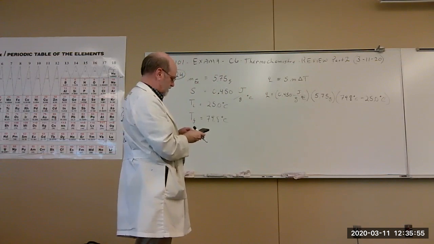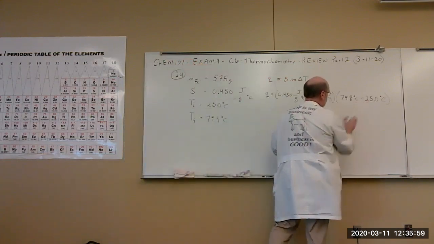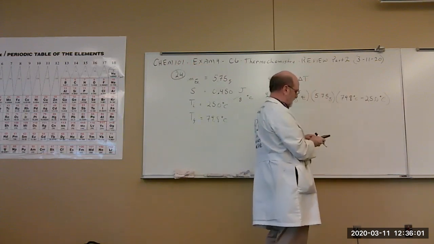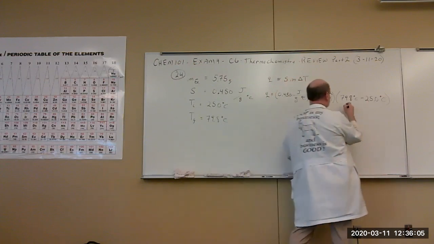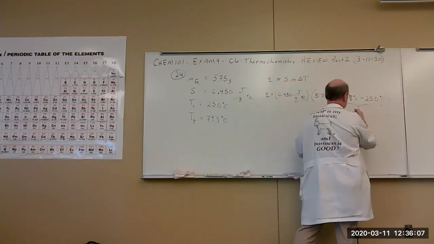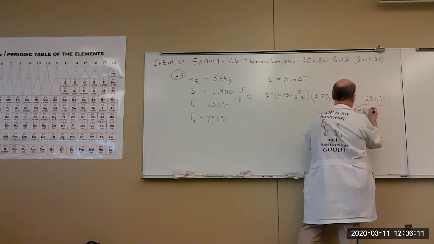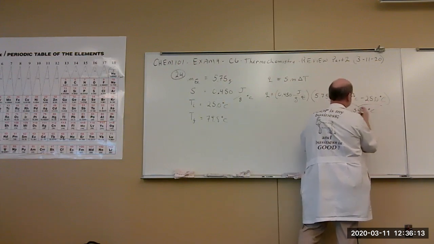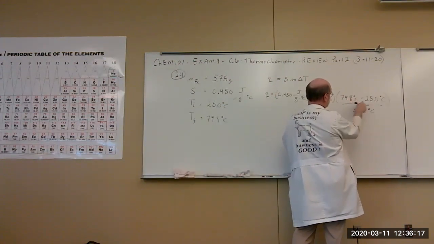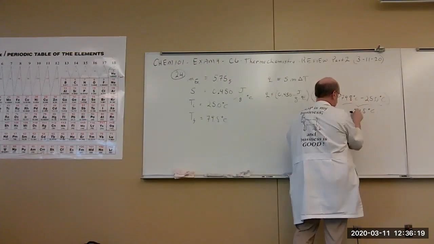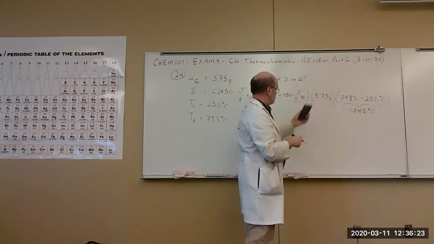0.45 times 5.75. And then we need to find the difference here. 79.8 minus 25 is 54.8. So that difference is 54.8 degrees C, and it's a positive value, right? Because this is the final and that's the initial. The difference gives you a positive. So that times those two.